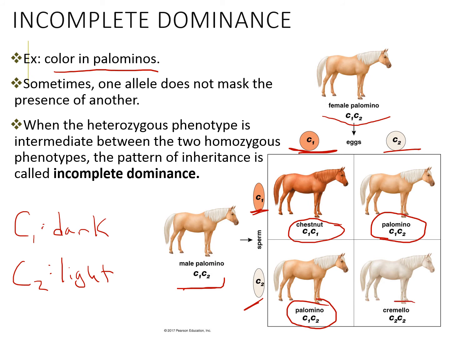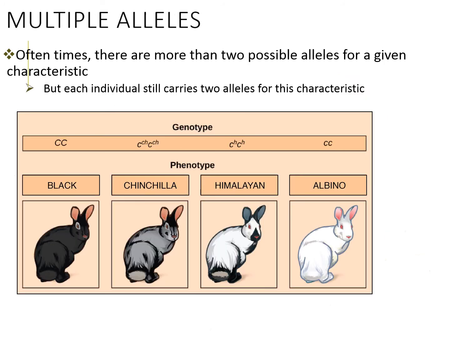And then the last one is C2, C2, and there you go. They have a lighter color. So intermediate phenotype is what is produced in heterozygotes in incomplete dominance.